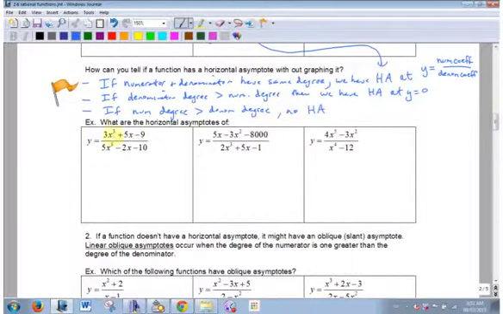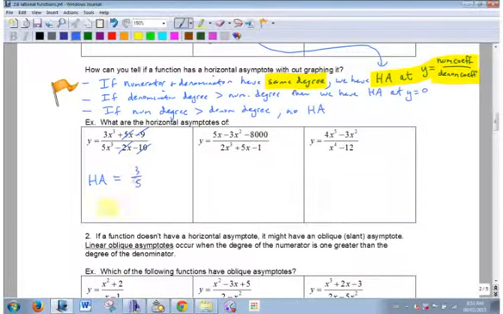What are the horizontal asymptotes of this guy? Well, all we need to look at is the leading coefficients, the 2 degrees. And don't assume the bottom ones will be arranged properly. You gotta look and see which is the largest power, right? So these have the same power. So what does that mean? We have a horizontal asymptote. Where?